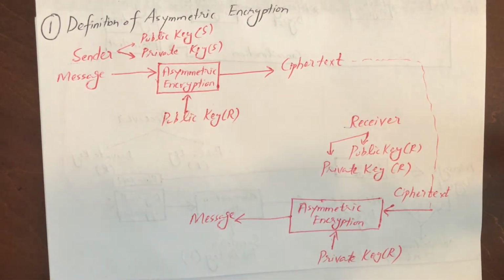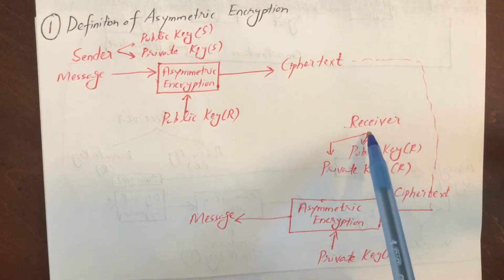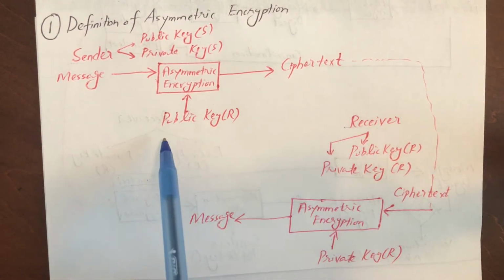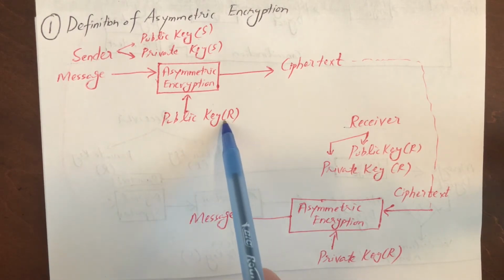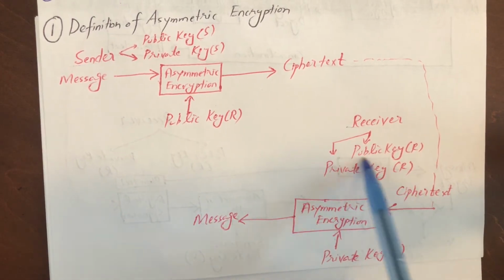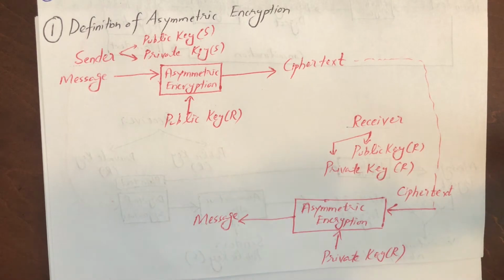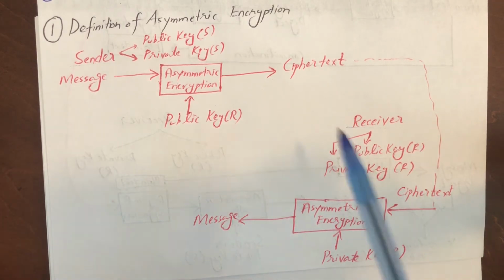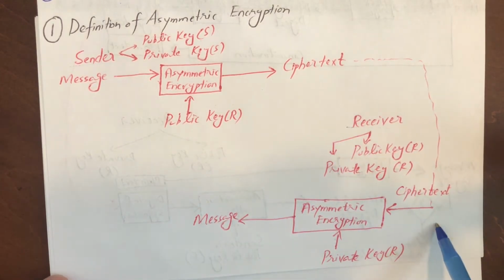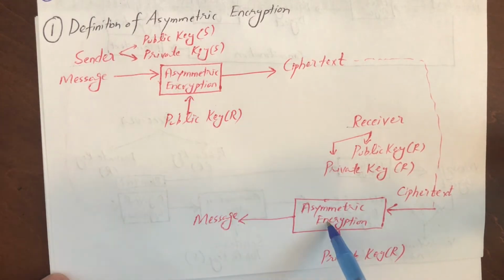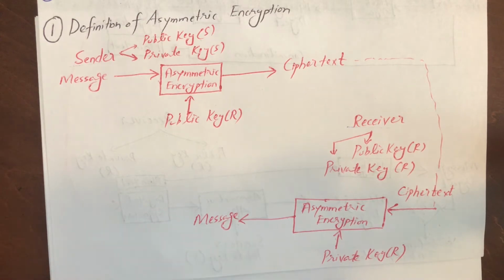Now this message will be transmitted over an insecure channel. Because this particular message is encrypted by using the public key of the receiver, only the receiver's private key can be used to decrypt it. Nobody else can retrieve it. So once the receiver receives this ciphertext, the receiver will use the same algorithm and his private key to decrypt it and retrieve the original message back.